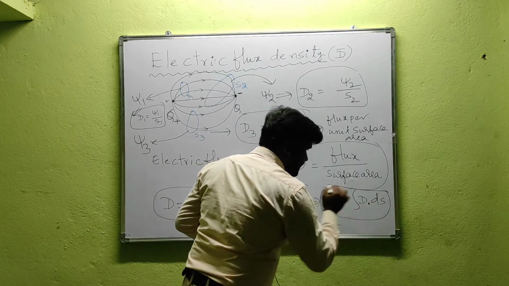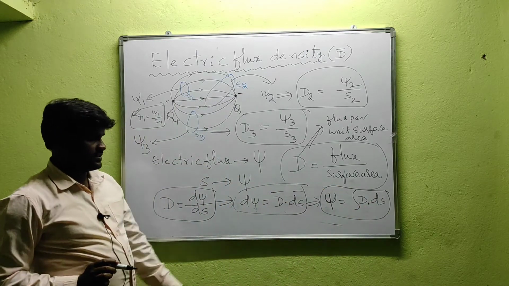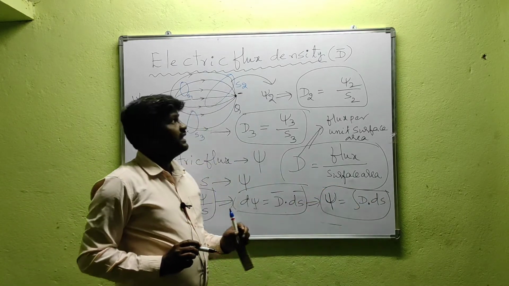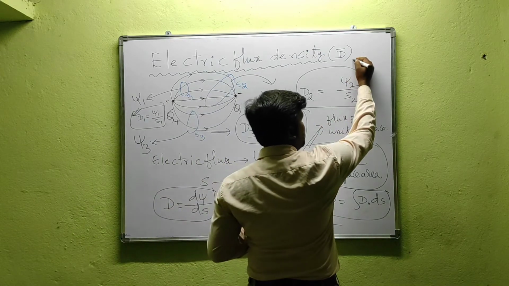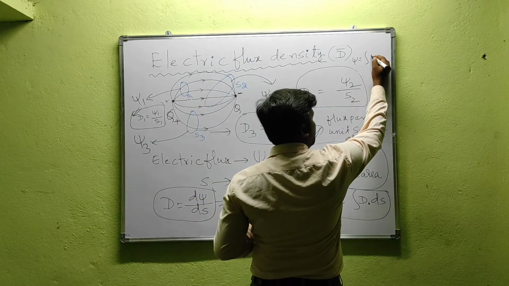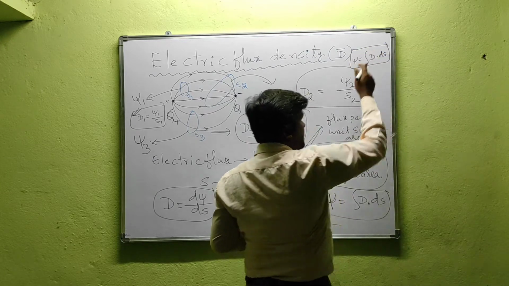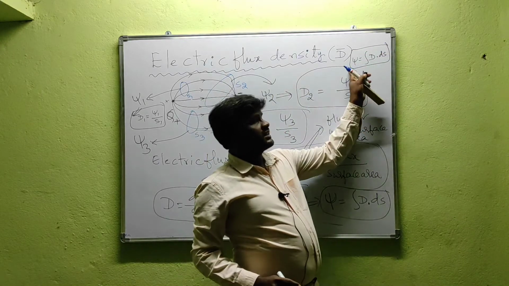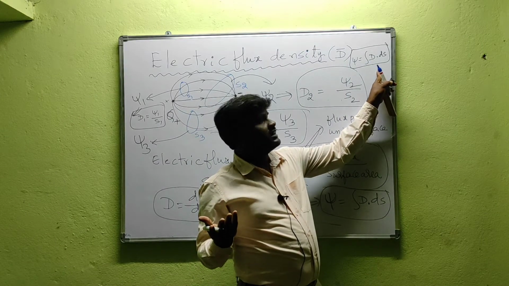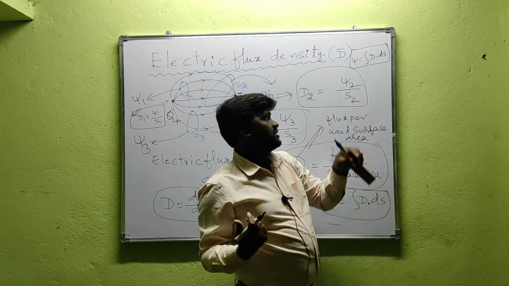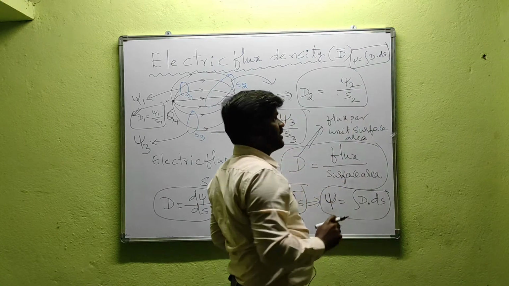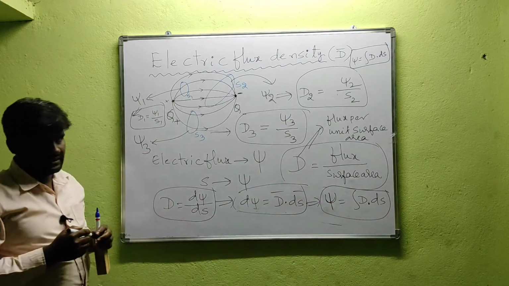This can be helpful to derive Maxwell's equations. ψ equals integral of D dot dS. I am writing that expression here itself. The surface integral of the flux density gives the flux. The surface integral of charge density gives the surface charge. So ψ equals integral of D dot dS.